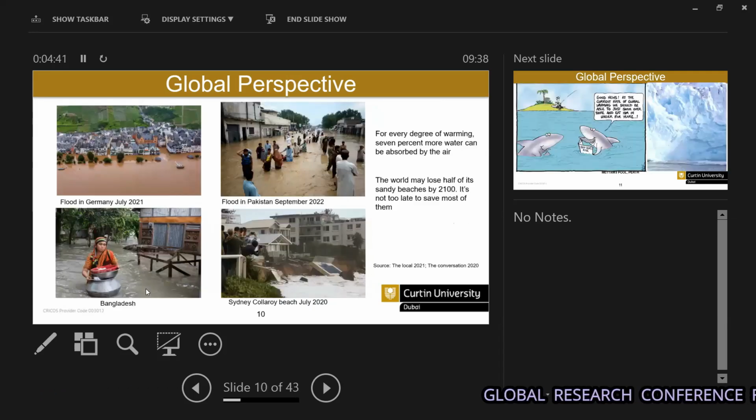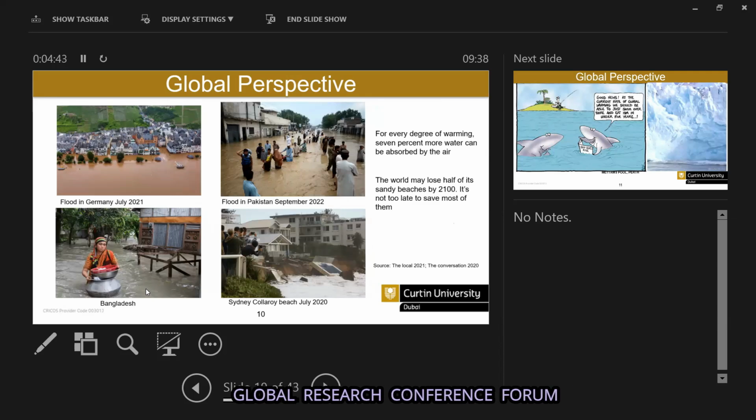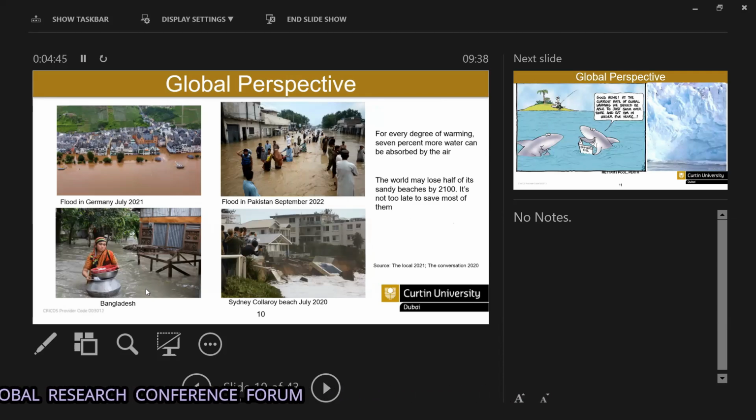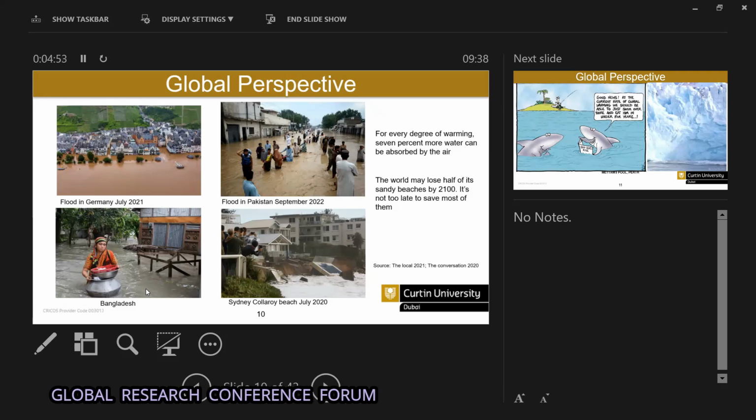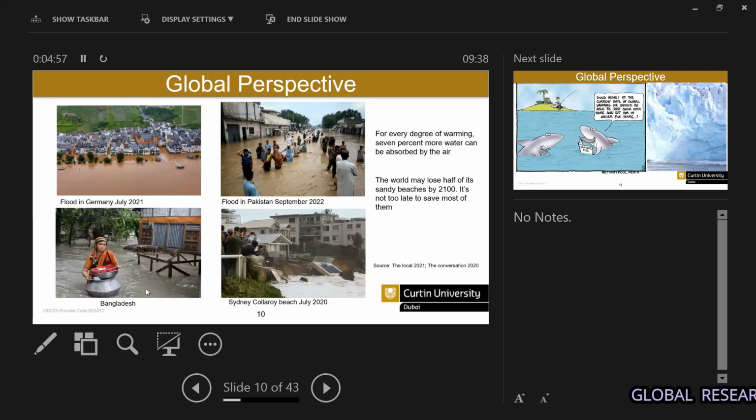Another problem is flooding. Because of the high temperature, the sea water becomes vapor. Because of that, more cloud formation. Because of that, more rain. More rain is also a problem because of climate change, because of high temperature. So indirectly sea water comes to the land.